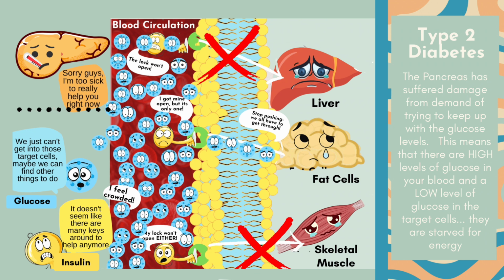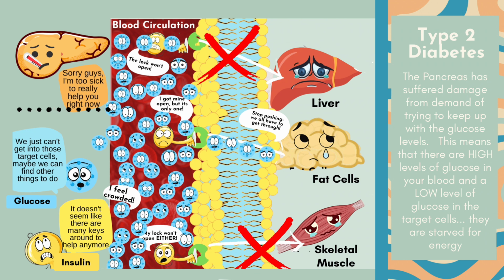What is this little blue one here on the left side saying? We can't get into those target cells. Maybe we can find some other things to do. Wonder what those other things are going to be. We'll talk about that soon. And then poor insulin. Insulin is just like, okay, guys, I'm really overrun here. I'm trying to do my job. It's just not working. And meanwhile, the target cells are also not happy.